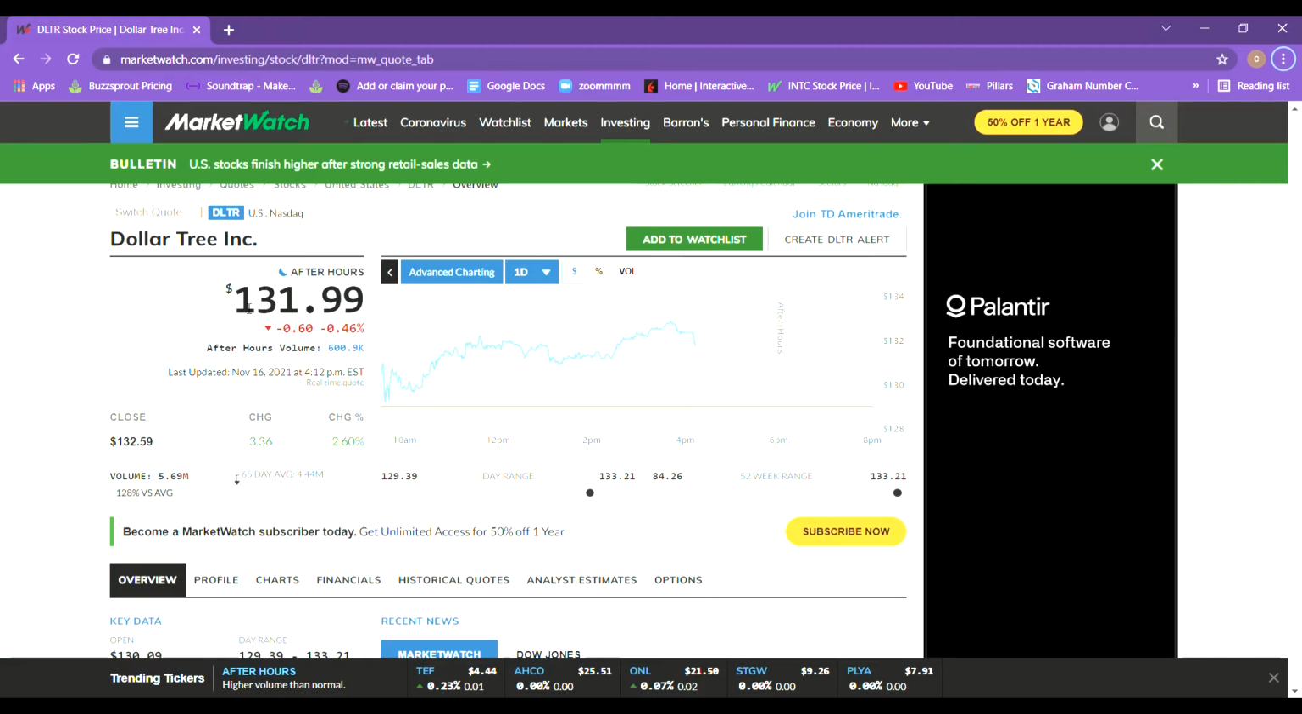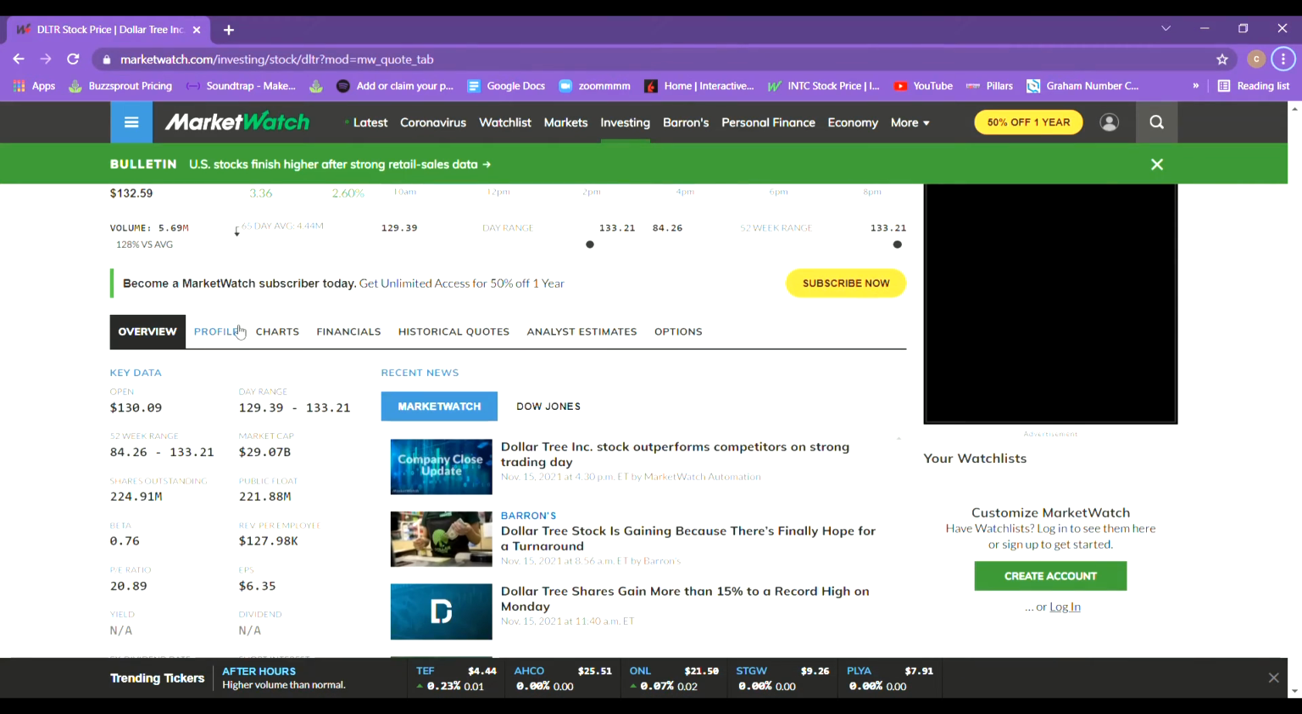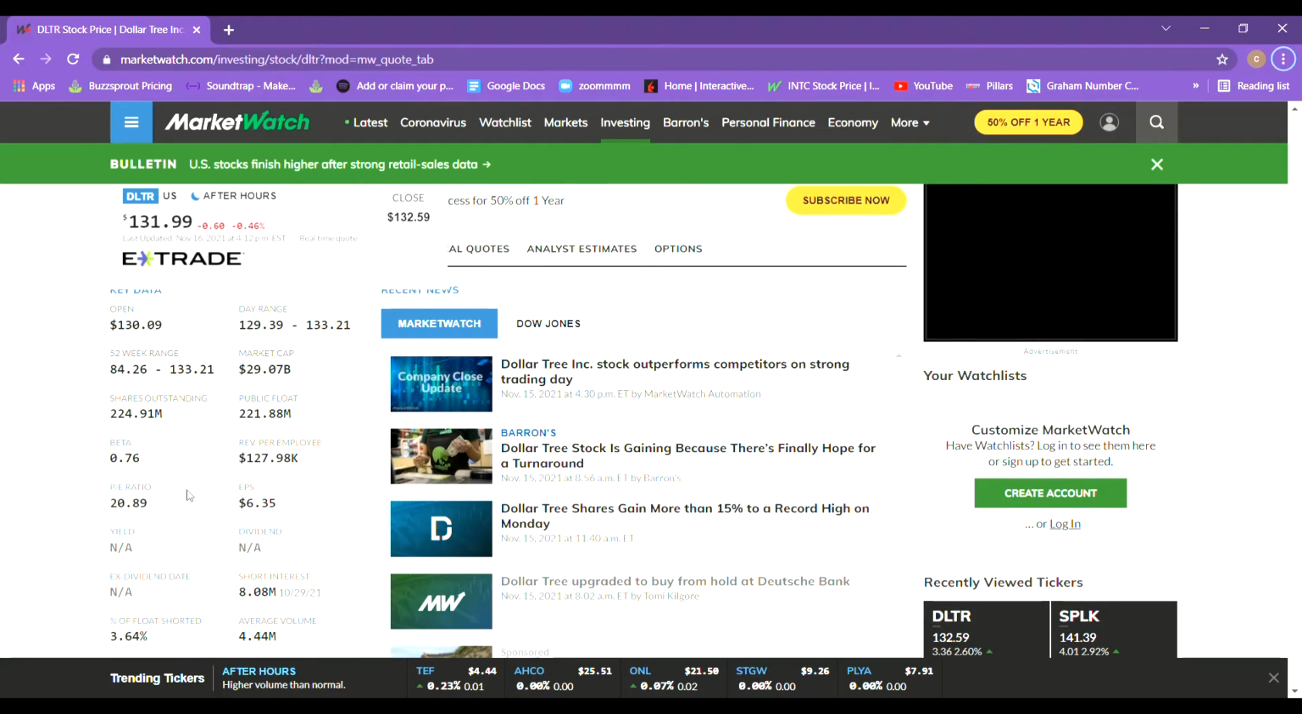Today we'll be doing an analysis on Dollar Tree. So as always, I want to start off with the PE ratio. The current PE ratio is 20.89, which is good because the goal is to look for companies with a PE of about 20 or less. This is something important to look at because it shows how risky the investment will be.